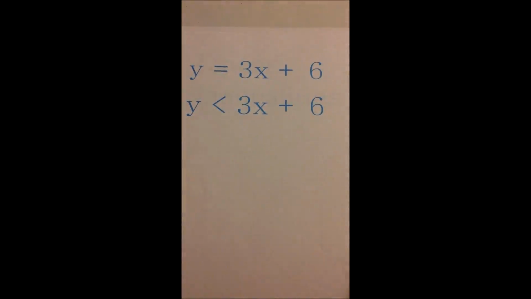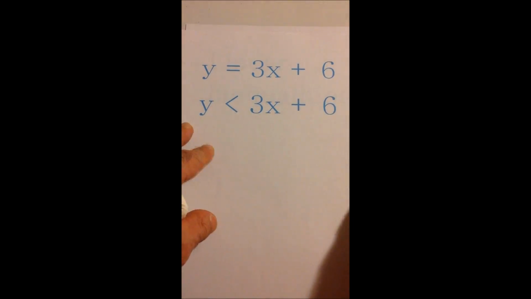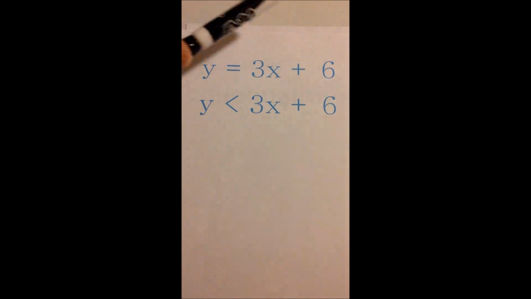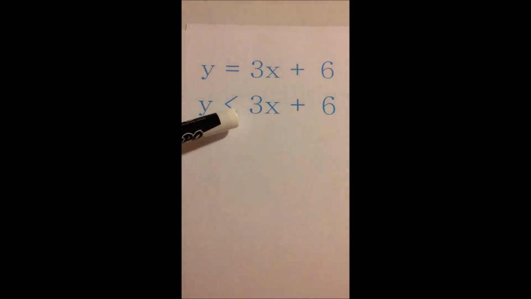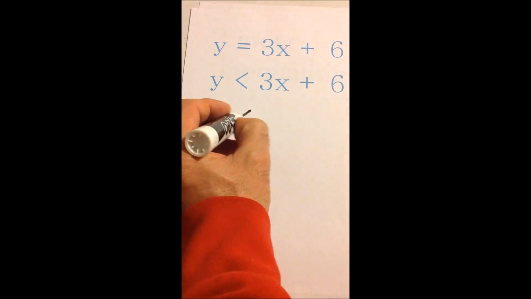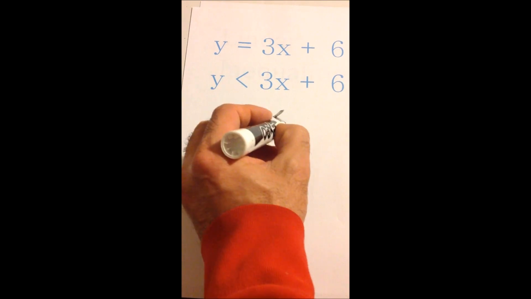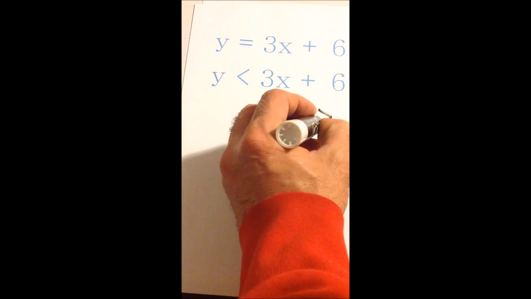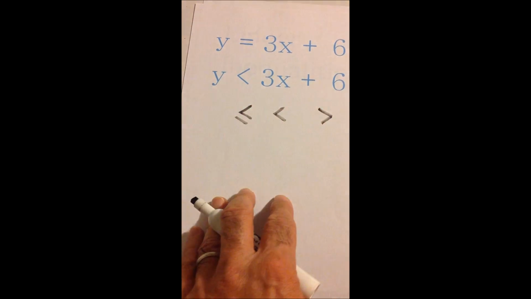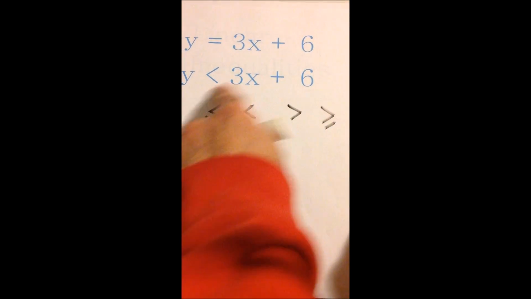Okay, here's a video on linear inequalities. So let's look at some equations here. The top equation is a linear equation, it has the equal sign. But when you see these greater than or less than signs, that's an inequality. So you can see signs like this, signs like that, signs like that, and signs like that. These are the signs that you can see.